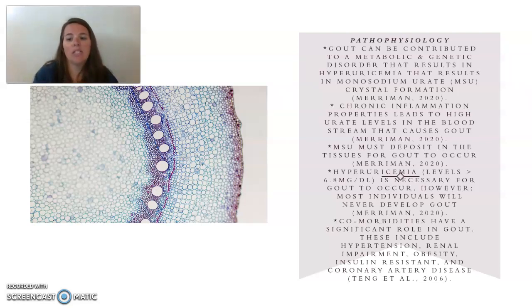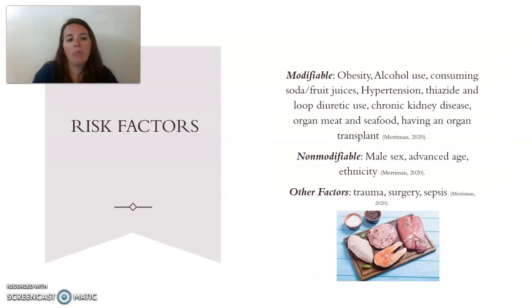Comorbidities have a significant impact on gout. These include hypertension, obesity, insulin resistance, and coronary artery disease. Modifiable risk factors for gout include obesity, alcohol use, consuming soda and fruit juices, if you've had a recent organ transplant, if you have high blood pressure, or you are on loop diuretic therapy. Non-modifiable things you cannot change include male sex, advanced age, and your ethnicity. Some other risk factors that can contribute to gout include trauma, surgery, and sepsis.